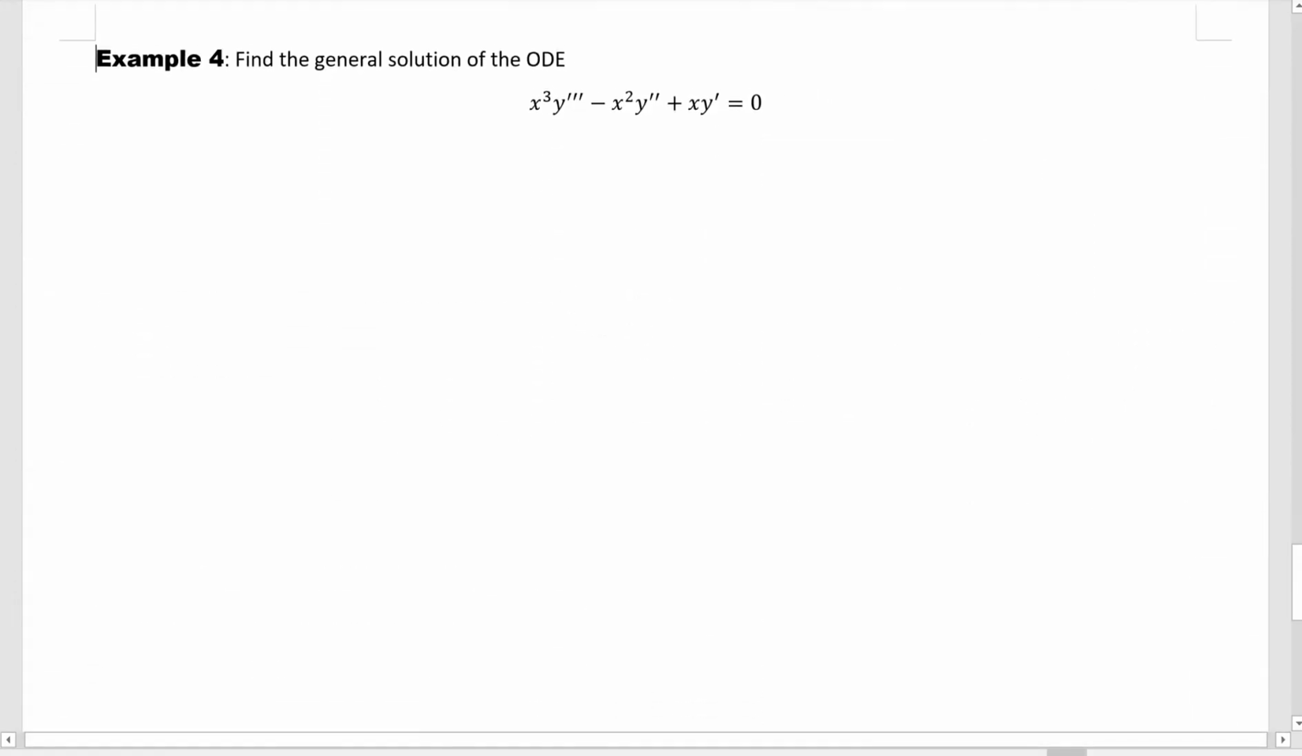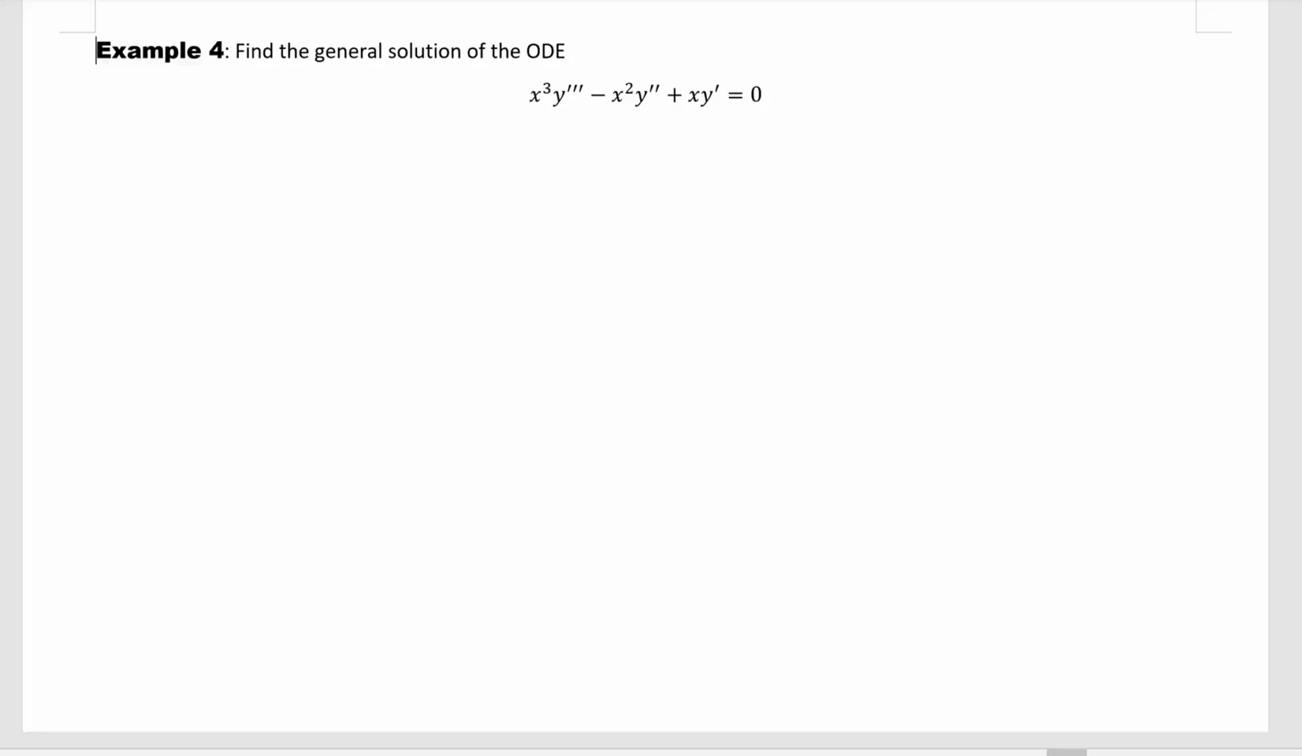So example 4 is like a challenge problem. You can see the degree here. We have a third order differential equation. So if we have a third order differential equation, what are we going to do? Alright. So we know this is the Cauchy-Euler equation, right?